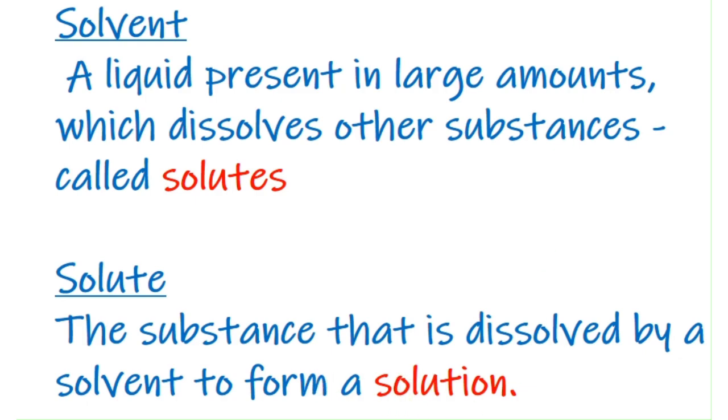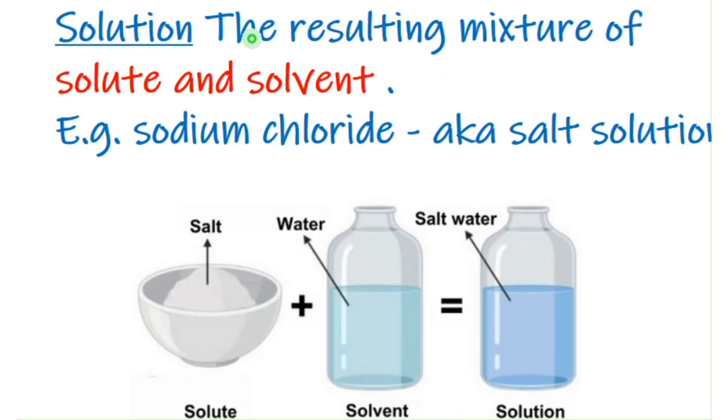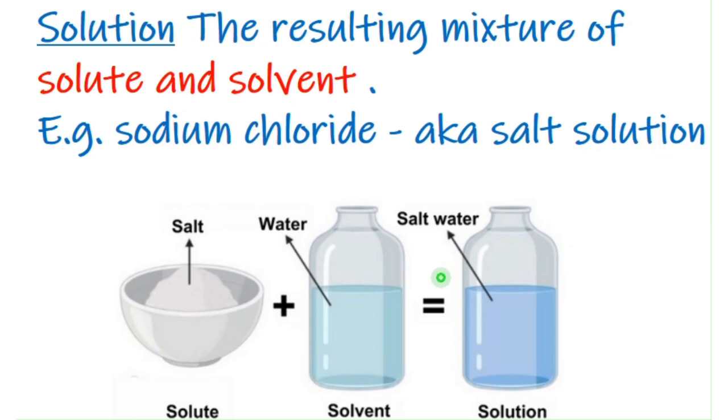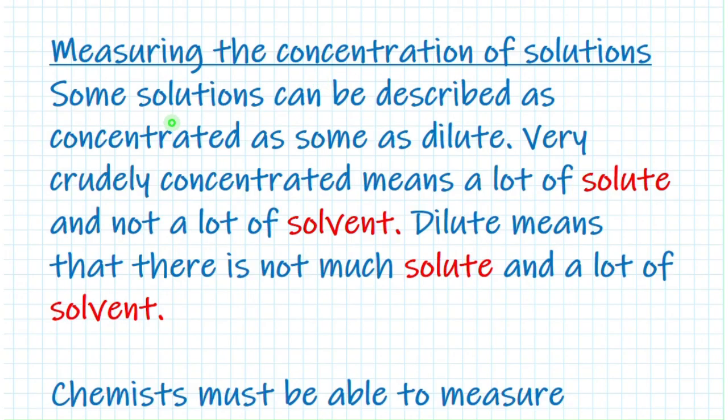So let's look at a visual example. We've got a solution here from a solute, which is our salt, and our water is a solvent. The solvent and the solute mix together to form a solution of sodium chloride solution. Measuring the concentrations of solutions. Some solutions can be described as concentrated and some as dilute. Very crudely, concentrated means a lot of solute, not a lot of solvent. Dilute means not much solute, a lot of solvent.